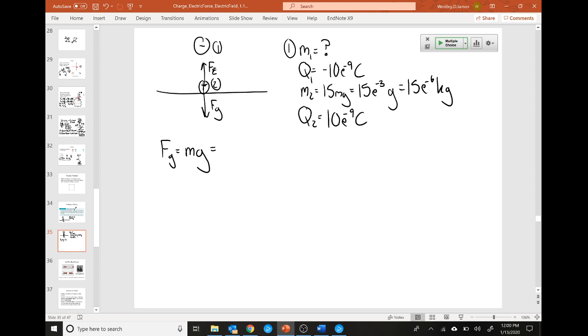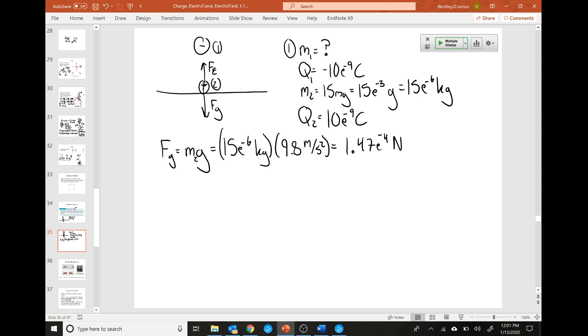So, which one? The top one or the bottom one? Well, it's the bottom one, because that's where I drew my forces. So this should be mass 2, and gravity is always gravity. So, go ahead and plug that in. 15 e to the minus 6 kilograms times 9.8 meters per second squared. That gives you a number. And that number is 1.47 e to the minus 4 newtons.